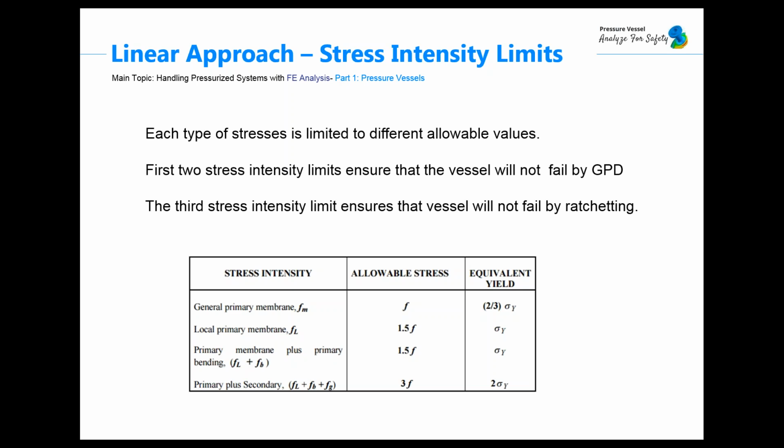So if we take a look at this slide, we can see that for the first 2 stress intensity limits, we have assurance that the vessel will not fail against gross plastic deformation. The third stress intensity limit ensures that the vessel will not fail by ratcheting, for example.